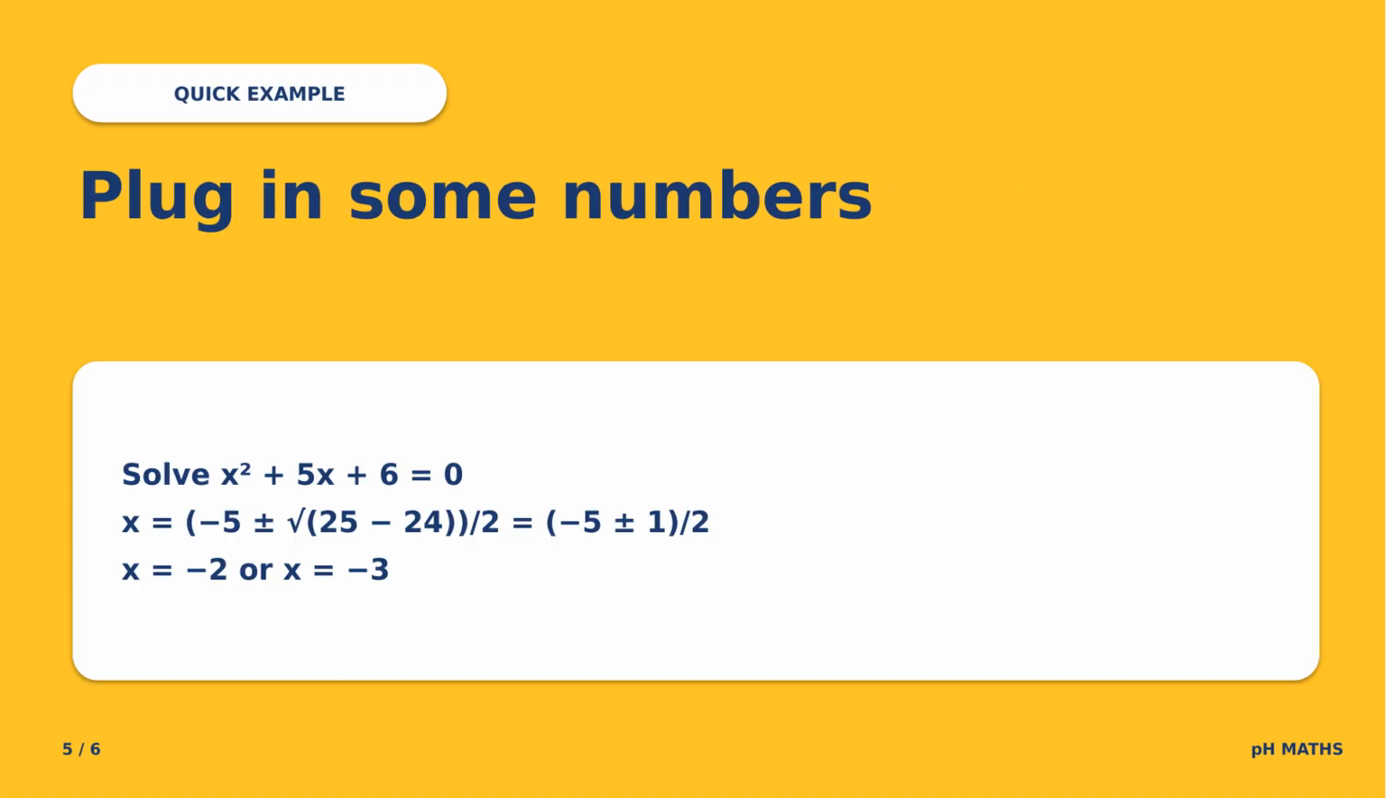Quick example: solve x squared plus 5x plus 6 equals 0. So a equals 1, b equals 5, c equals 6. Plug in: x equals minus 5 plus or minus root of 25 minus 24, all over 2. That's minus 5 plus or minus 1 over 2. So x equals minus 2 or minus 3. Done.